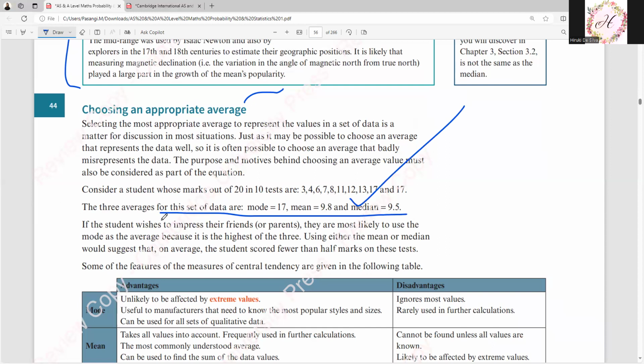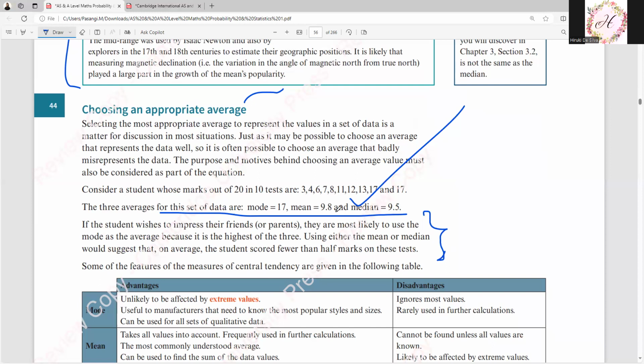If the student wishes to impress their friends or parents, then they are most likely to use the mode as the average because it is the highest of the three. Then using either the mean or the median would suggest that on average, the student scored fewer than half marks on the test. We should be able to give this kind of a representation.